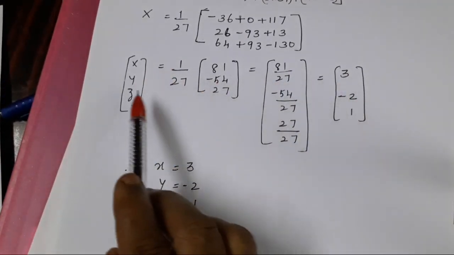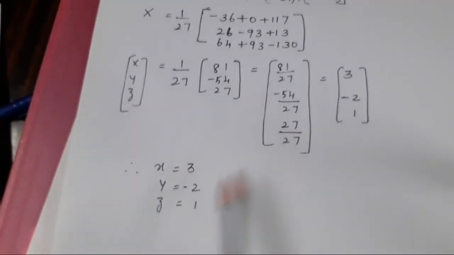Therefore X is equal to 3, Y is equal to minus 2, Z is equal to 1. Thank you, children. Do all the sums carefully.